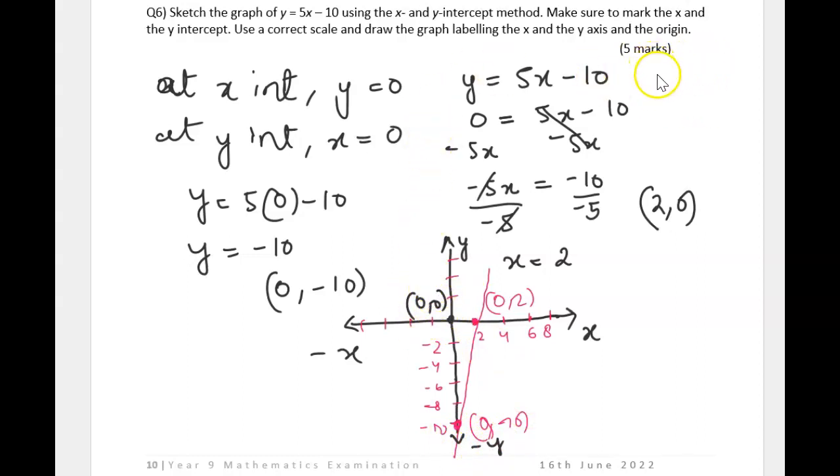So this question is worth 5 marks. Make sure you do a lot of practice with questions like these, okay? About 2-3 questions you should practice. Thank you. Let's look at the next question.